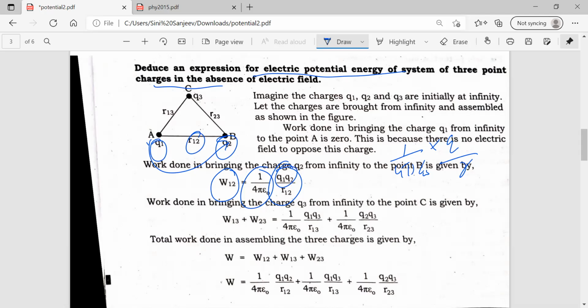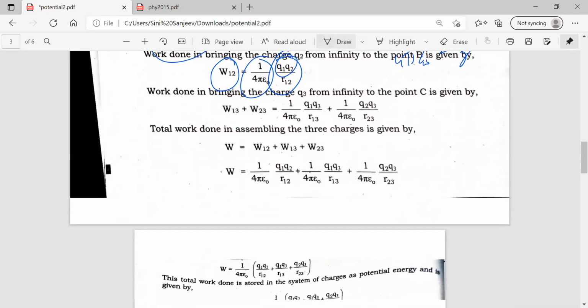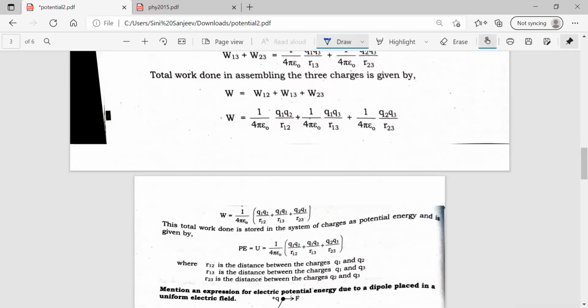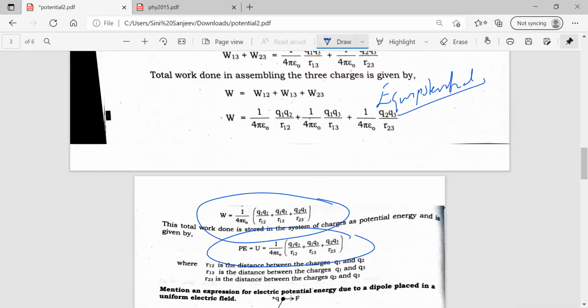Similarly, for AC and BC we will do, correct? And then we will add everything. So that is my final potential energy, or this is the work done, potential energy. Why potential energy? Potential energy in the sense, we know kinetic energy is moving, potential energy does not move. Equipotential, we don't need any external work, or it is not moving charges. Even if it is moving, the work done is zero. So that's the reason here we are making use of potential energy.